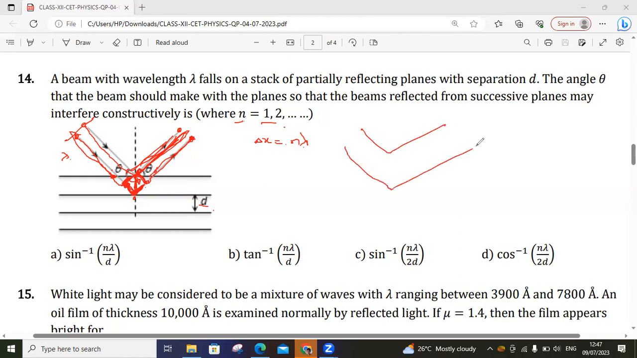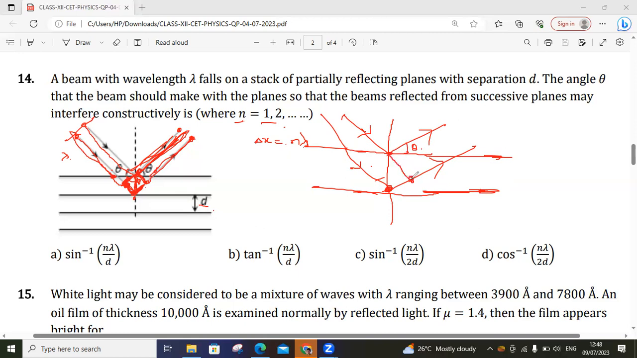Like this. Like this. Right. The plane is like this, one plane is like this. This is theta. These two are your plates. These two are the rays. This theta. So I'm telling this is one part of the path difference, and this is one part of the path difference. So this plus this will give you the path difference.